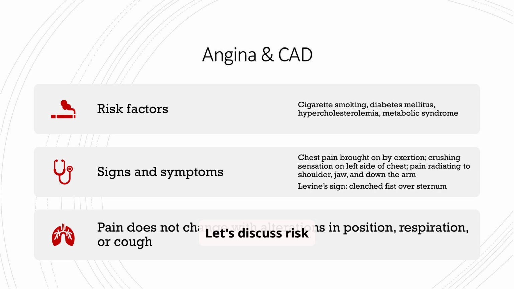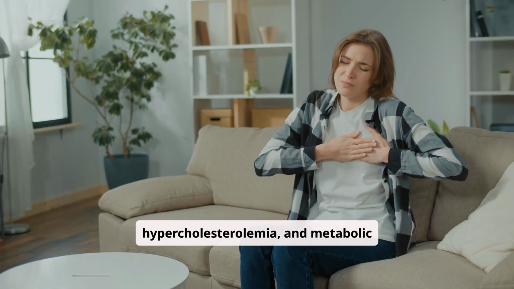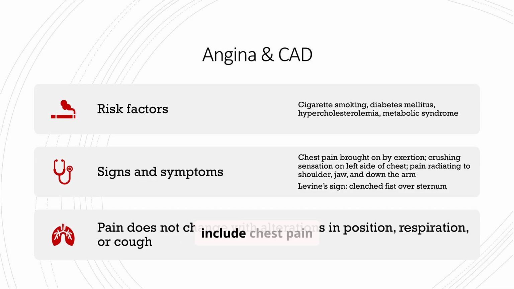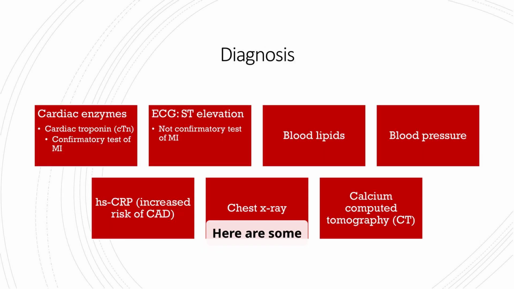Let's discuss risk factors and signs and symptoms of angina and CAD. Risk factors include smoking, diabetes, hypercholesterolemia, and metabolic syndrome. Symptoms include chest pain brought on by exertion, radiating pain, and Levine's sign, where the patient clenches their fist over their sternum.